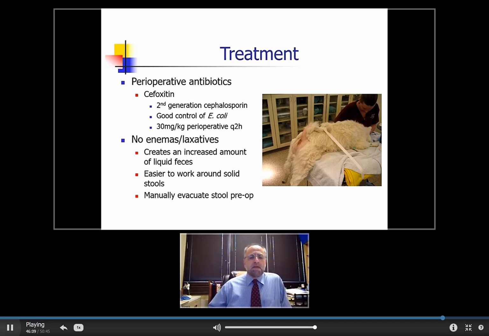I don't typically do enemas or give laxatives in these patients preoperatively because it does tend to make the feces very watery and it becomes hard to work with. So I would rather deal with a more solid stool that I can clean out easier manually than dealing with continuous runny stools.